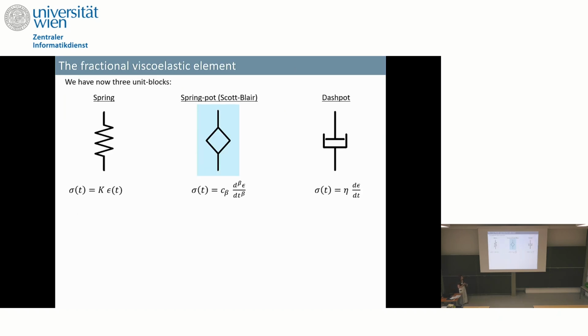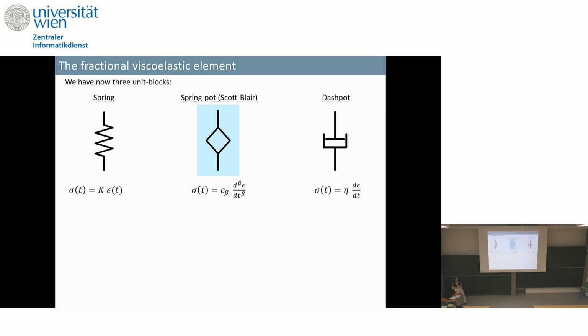So now we don't have only a spring and a dashpot, but we have a third unit block that we call the springpot, or Scott-Blair element. Is this springpot something new? Actually not. Scott-Blair introduced it in the 1940s when he was studying bitumen. So it did exist, but it has never been extensively used. And we will see at the end why, or one possible reason why, it hasn't been used.